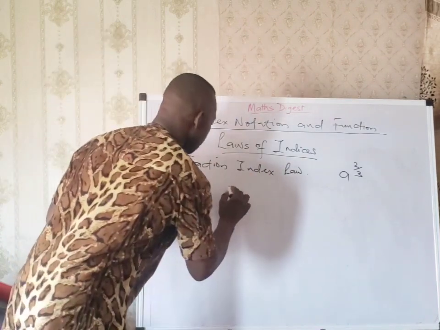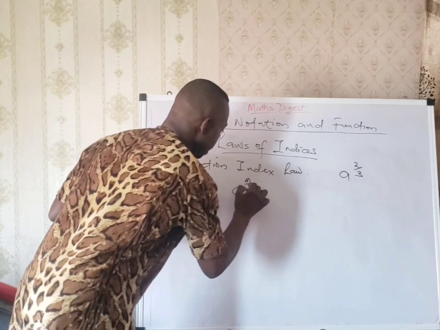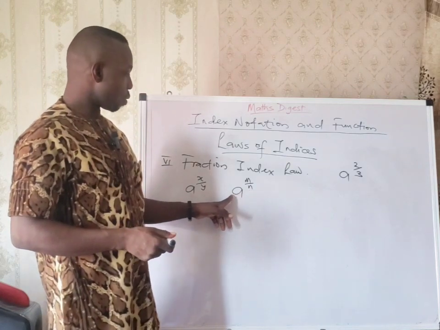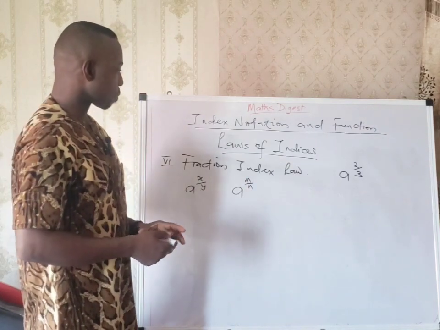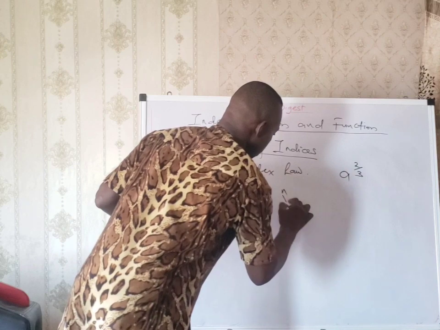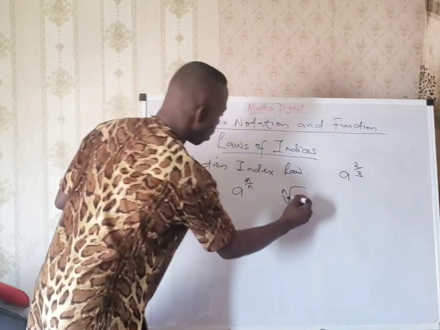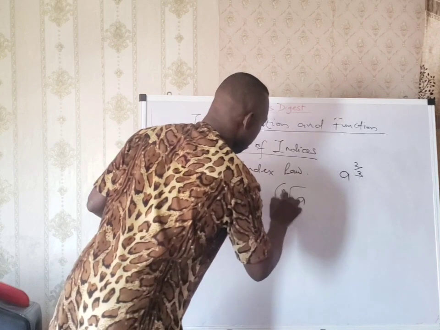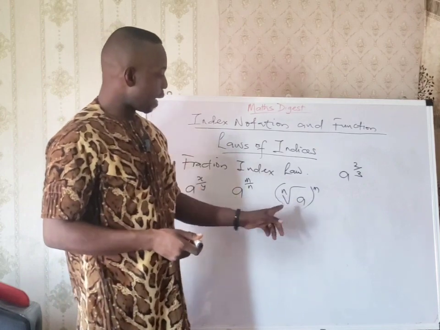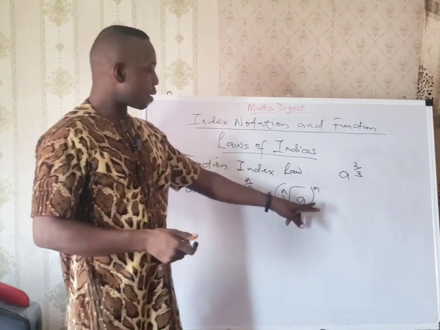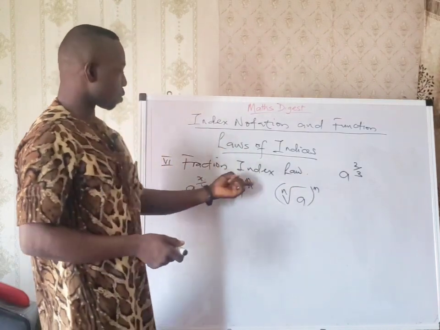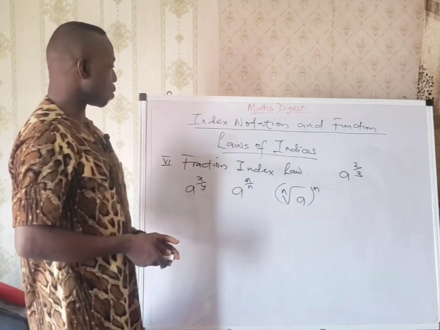Or you can say maybe a raised to power m over n. You take the nth root of a, and raise it to power m. Now, with this you can just say the nth root of a, raised to power m. Whatever you get as the nth root of a, raise that number to the power of m. So that is what the fraction index law denotes.